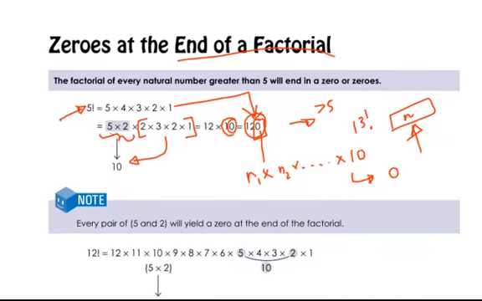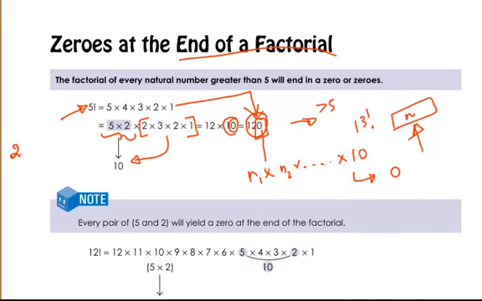So if we have 2 pairs of 5 and 2, then this will be nothing but 10 into 10, so we will get 100. So the product will end in 2 zeros. So we can say, if in a product we have a pair of 5 and 2, that product is going to end with 1 zero. So the number of zeros at the end of the factorial, which is nothing but a product, will depend on the number of pairs of 5 and 2 in that factorial or product.